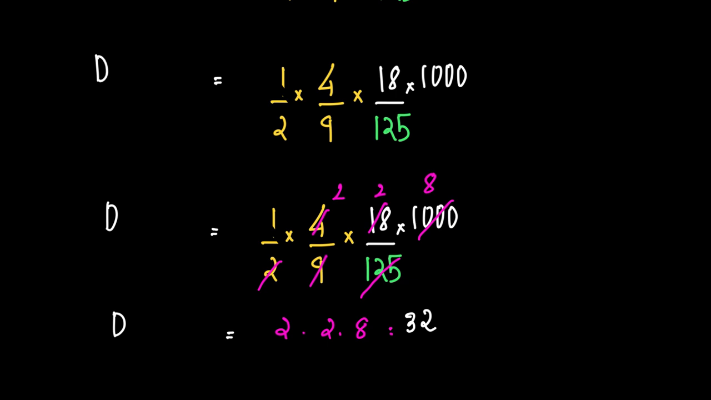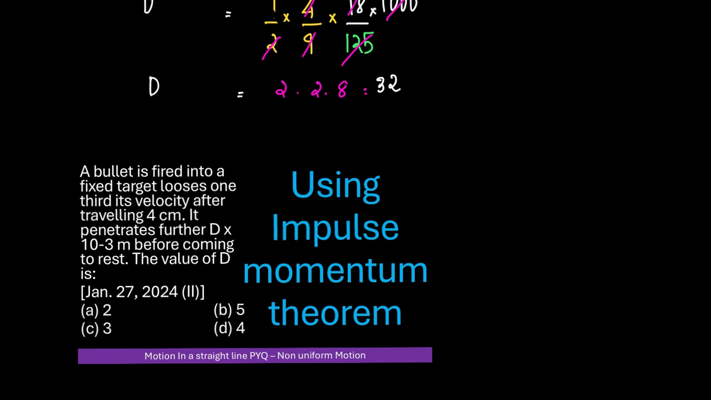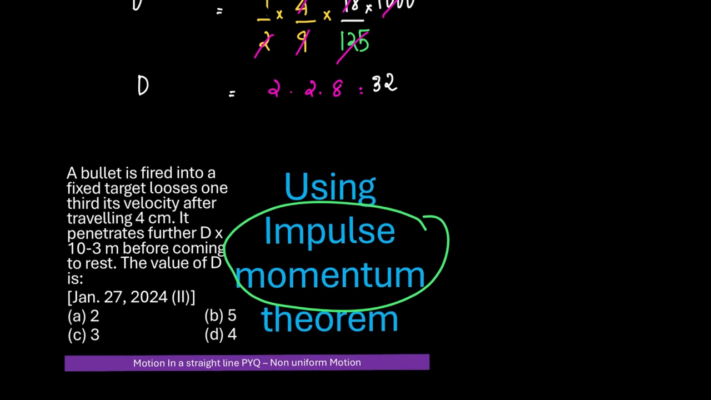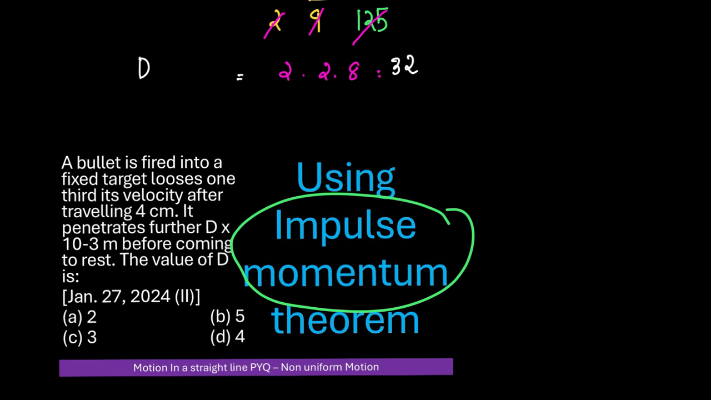Now, if you have understood the logic behind solving the question here, I would suggest you try solving the same question, this time using the impulse momentum theorem. Try solving it. If you get the correct answer, get back to me. If you find any concepts missing, or find it difficult to solve using impulse momentum, get back to me. We will try to solve it one more time.